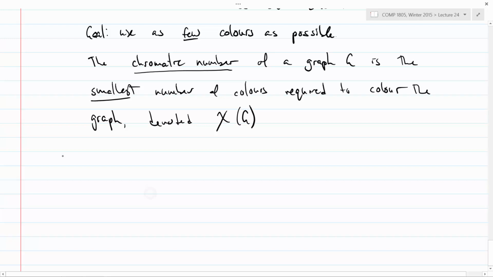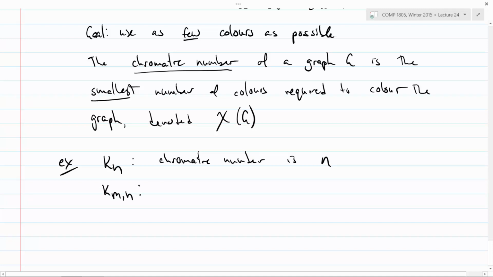So let's talk about some examples of graphs then. So for example, the complete graph on n vertices. What's the chromatic number of K_n? Probably n, right? I definitely need to assign each vertex a different color because every vertex is connected to every other vertex. So the chromatic number of K_n is n.